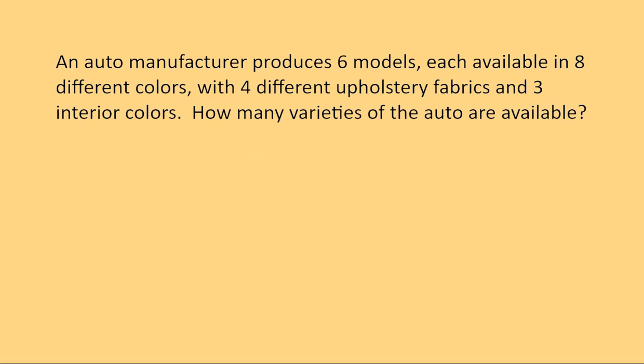Well, according to the multiplication principle, we can take each choice, the 6 models, so we have 6, and multiply that times 8 different colors. There are 4 different upholstery fabrics, so we multiply times 4. And there's 3 interior colors, so we'll multiply times 3. So we just multiply 6 times 8 times 4 times 3, and we get 576. So there's 576 varieties of the auto available.